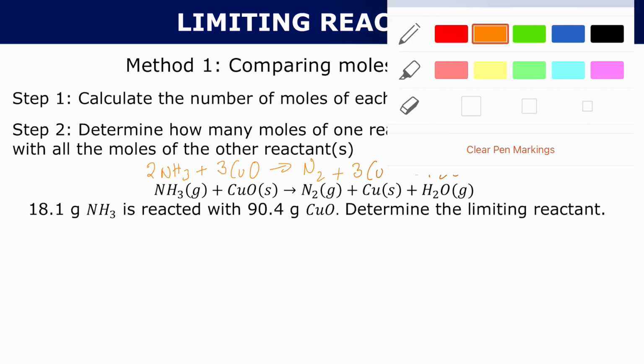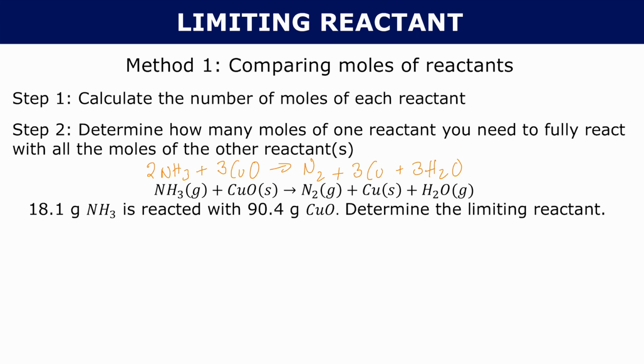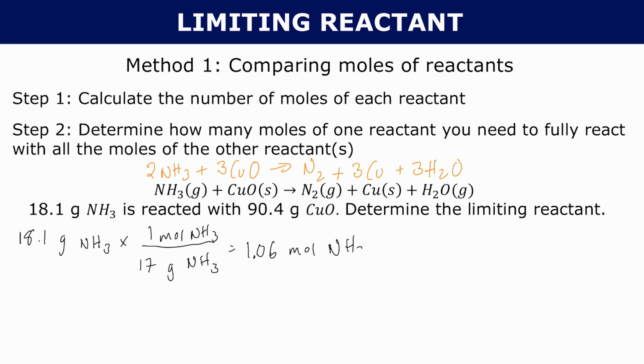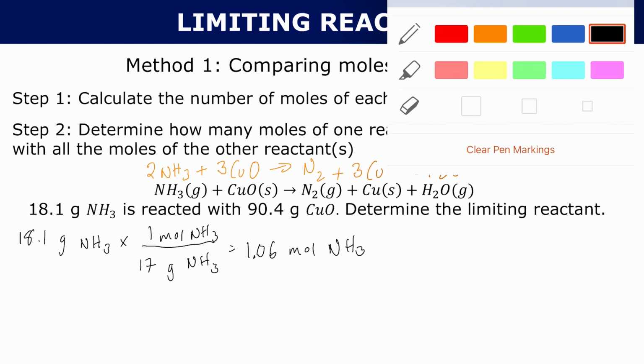So first of all, we need to calculate the number of moles of each reactant. First, we're given 18.1 grams of NH3. To turn that into moles, we divide by the molar mass, and the molar mass of ammonia is 17 grams. So 17 grams of ammonia is 1 mole of ammonia. So we have 1.06 moles of ammonia.